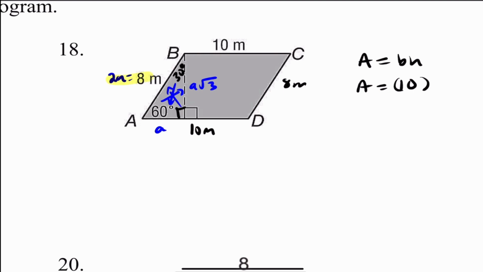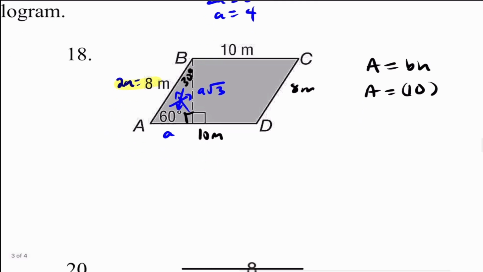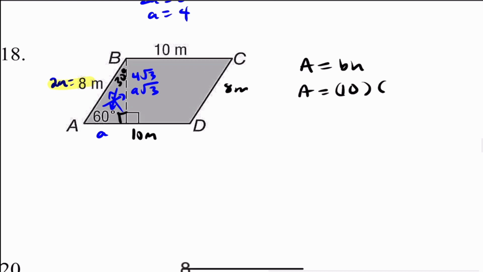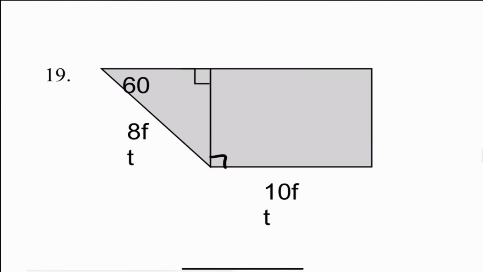So highlighting 2A equals 8, what does that mean? It means A is equal to 4. So this side here is 4, and this side over here is 4 root 3. The height is 4 root 3. Okay, so 10 times 4 is 40, slap on the root 3, and then we're dealing with meters, so the area is equal to 40 times the square root of 3 meters squared. That's 18.